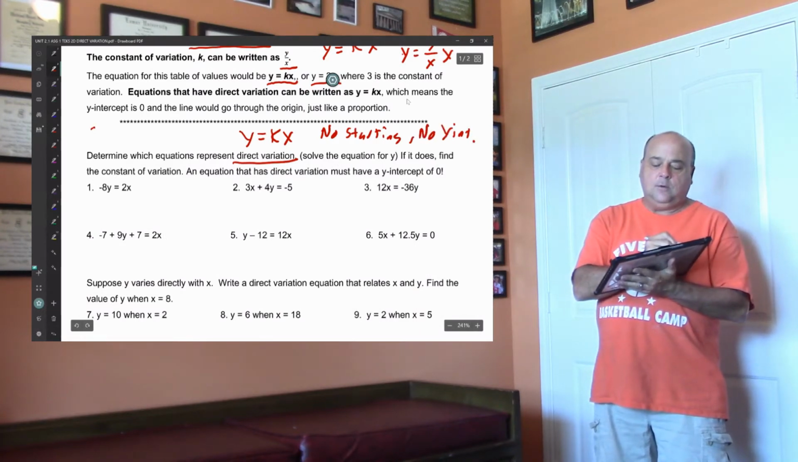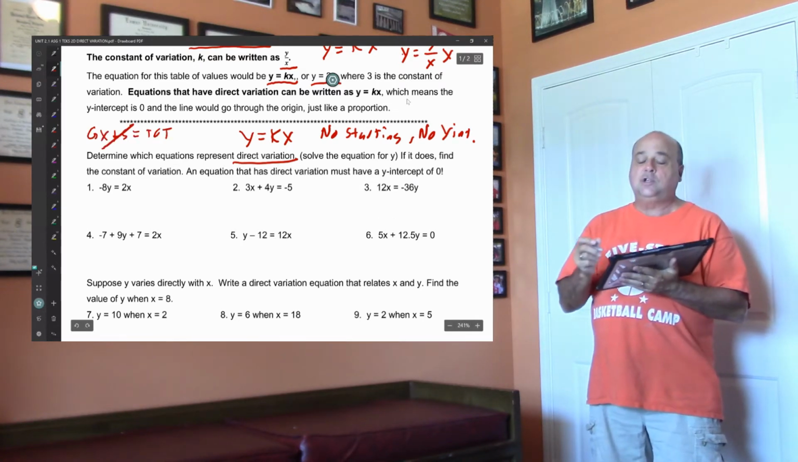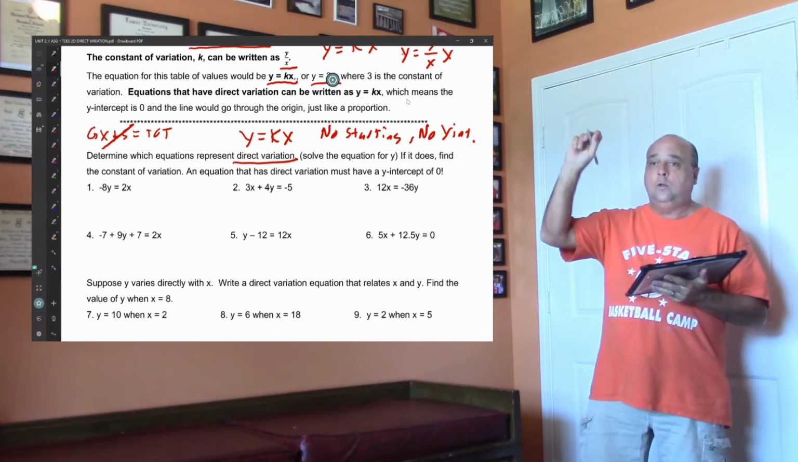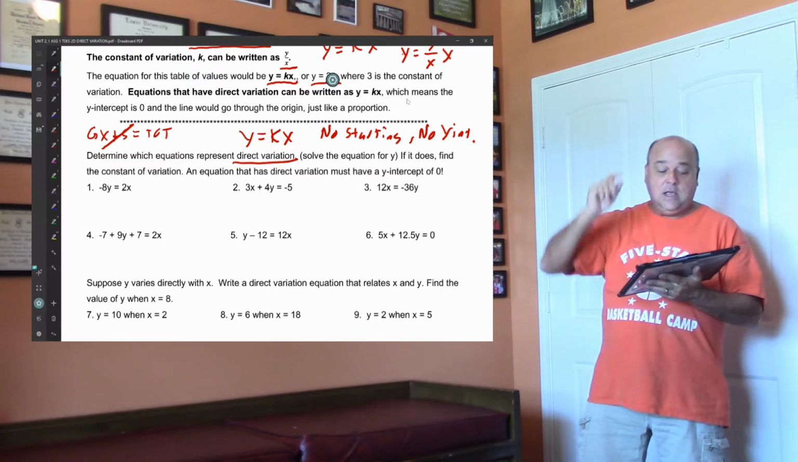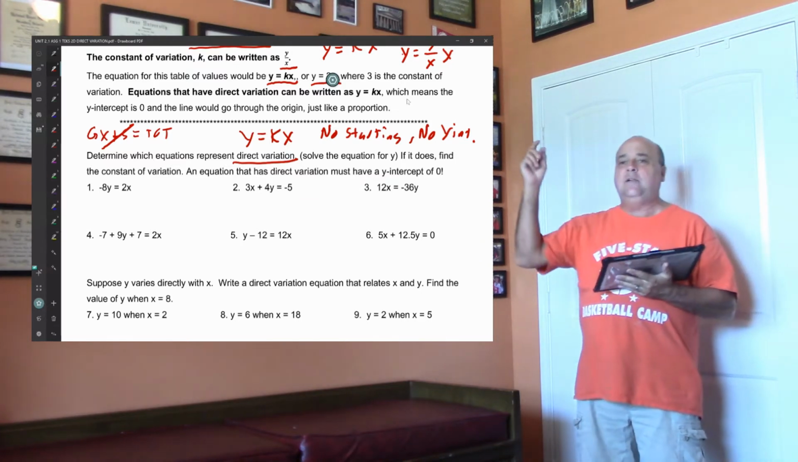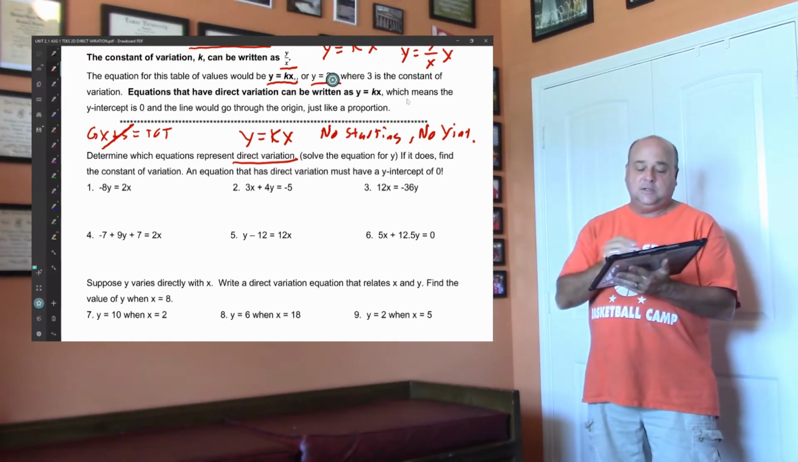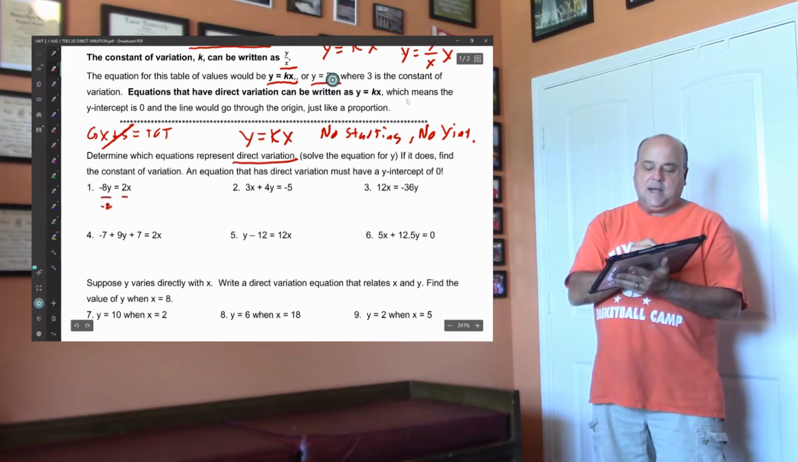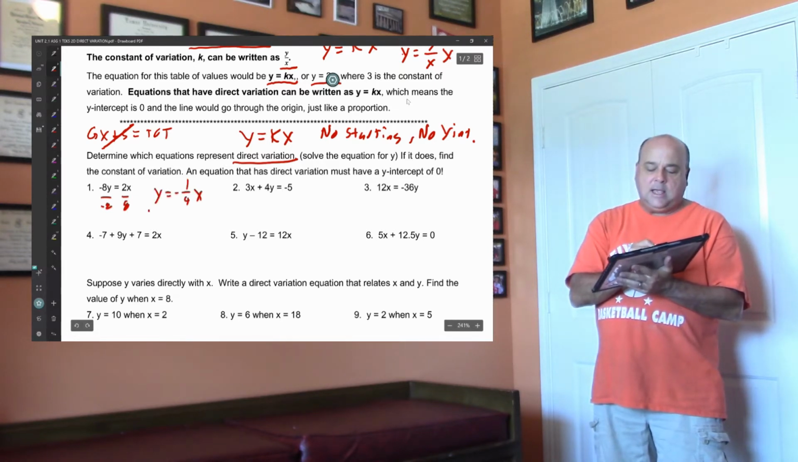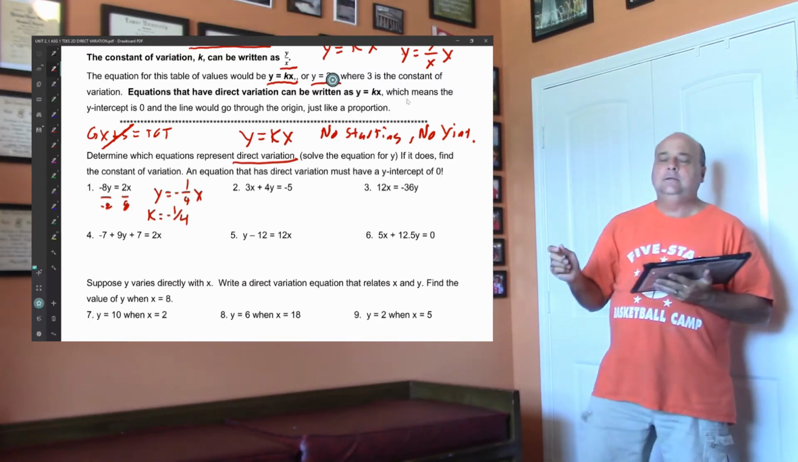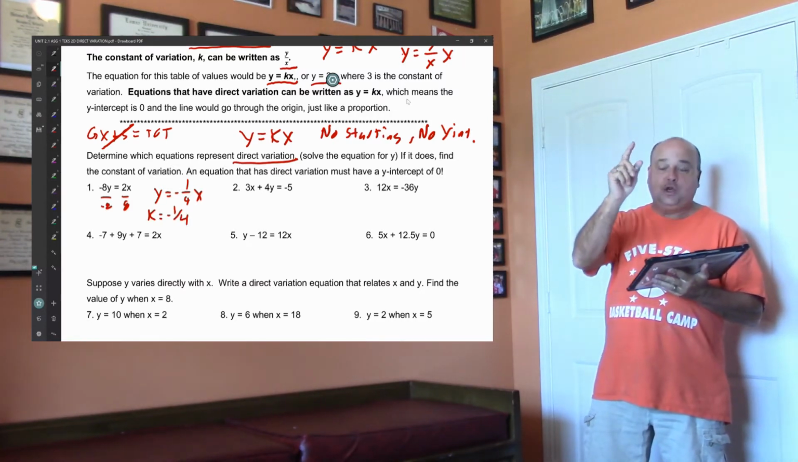In this right here, remember we have gx plus s equals total. You're just going to have the total equal gx, so you're just going to have a number equal to kx. For instance, on this one right here, we need to figure out which ones have direct variation and figure out what the constant of variation is. On this one, if you divide by -8, you'll get y equals -1 over 4x, k equals -1 over 4. Piece of cake.